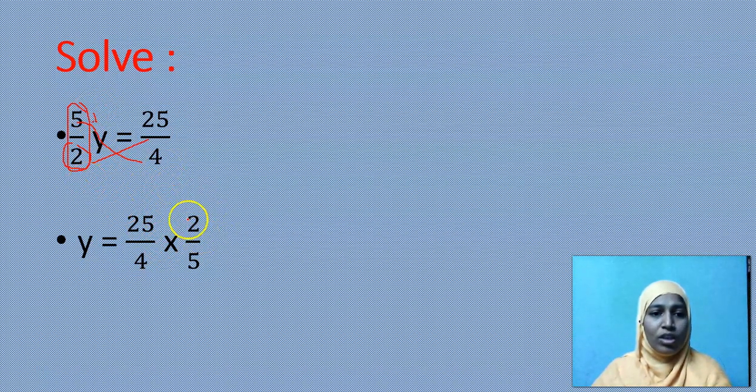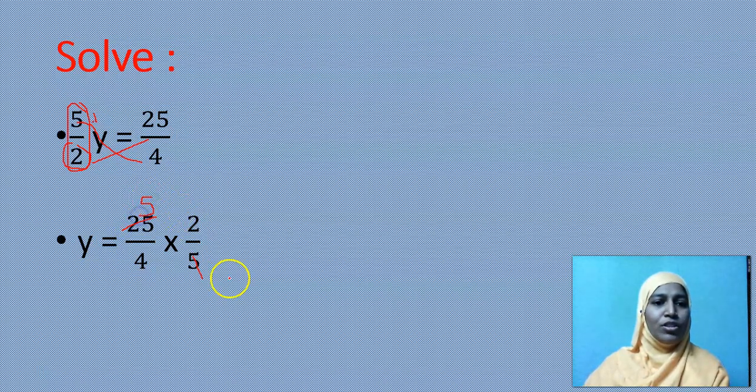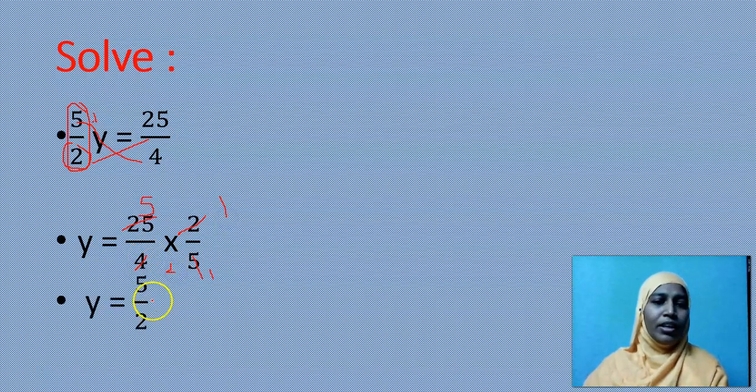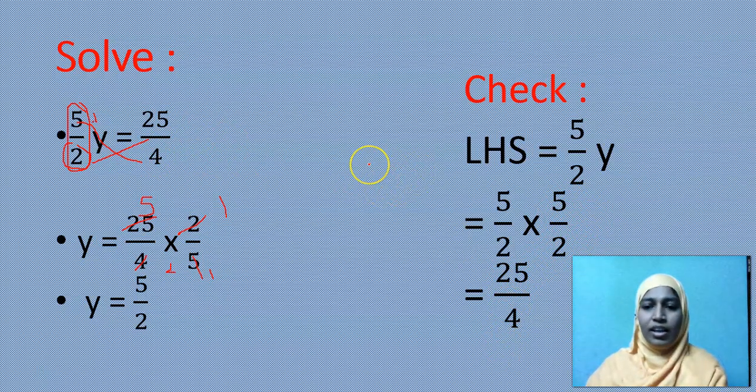This 5 by 2 takes its reciprocal on the right hand side, 2 by 5. So I can cancel now. 1 5 is 5. 5 5s are 25. 1 2 is 2. 2 2s are 4. So what will be the answer for y? It is 5 by 2. So shall we check now? What is there in LHS? 5 by 2y. In the place of y, I have to place 5 by 2. So I get 25 by 4 which is equal to RHS. Hence the solution is the right answer.